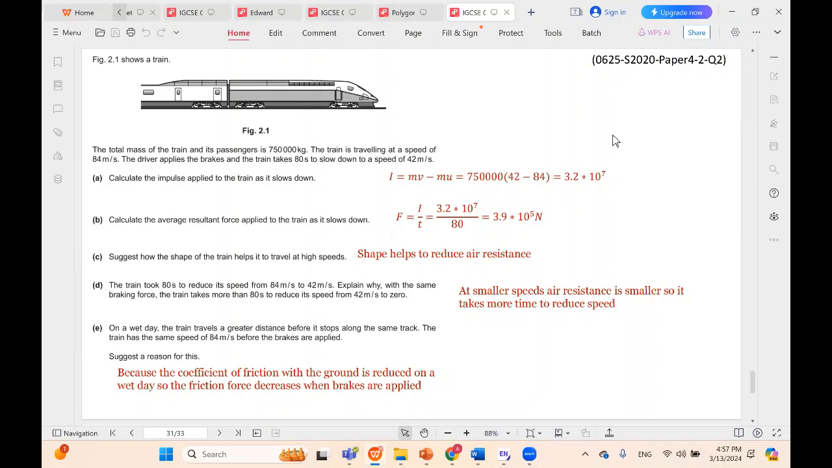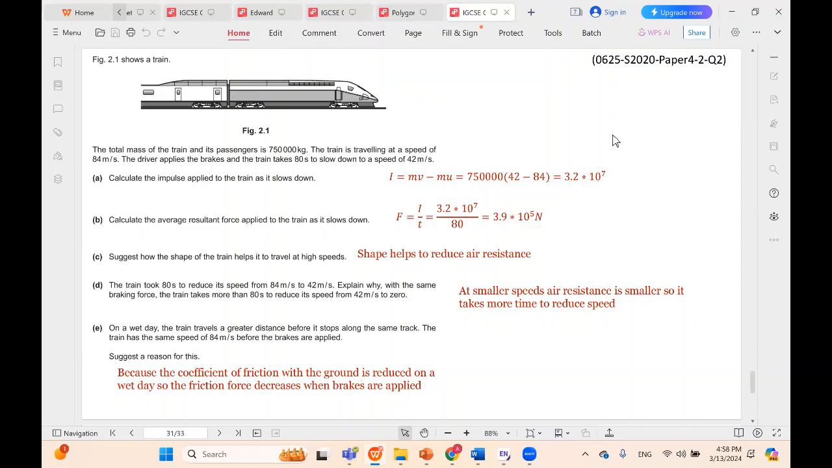Suggest how the shape of the train helps it to travel at high speeds. So the idea is that the shape helps to reduce air resistance in order to maintain high speeds. This is called a streamlined shape. You don't have to write the word streamlined, but the idea is that the streamlined shape of the train helps to reduce air resistance.